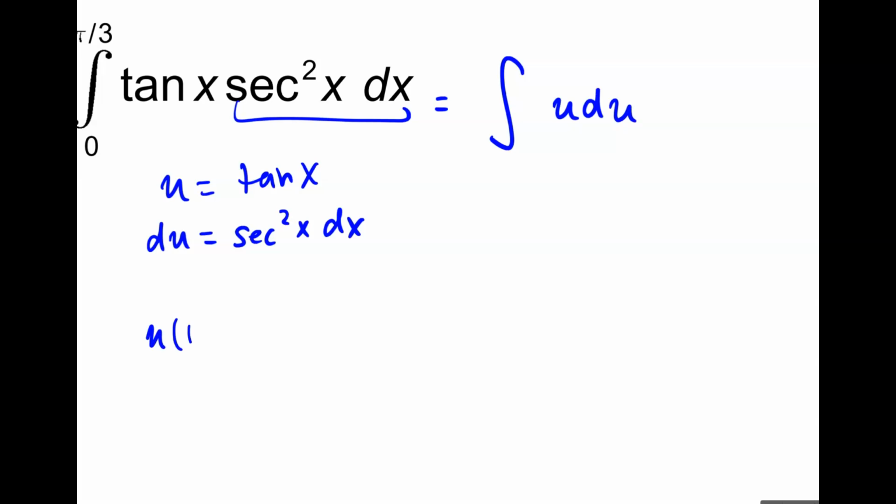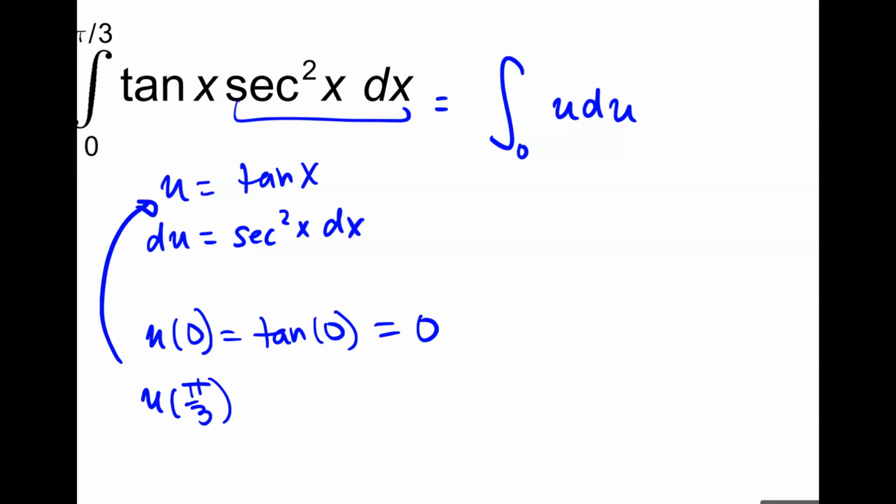So u of 0 is going to be tangent of 0, which is just 0. Wonderful. And u of pi over 3, plugging into this function, is tangent of pi over 3. Pi over 3 is 60 degrees. Tangent of 60 degrees is going to be root 3.